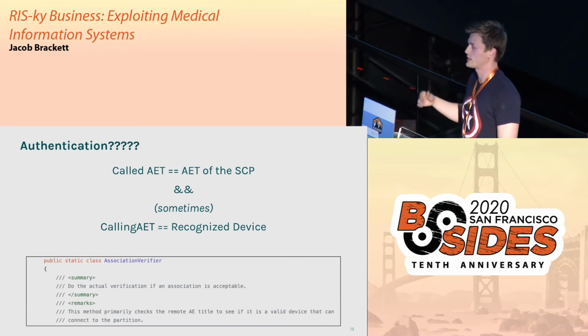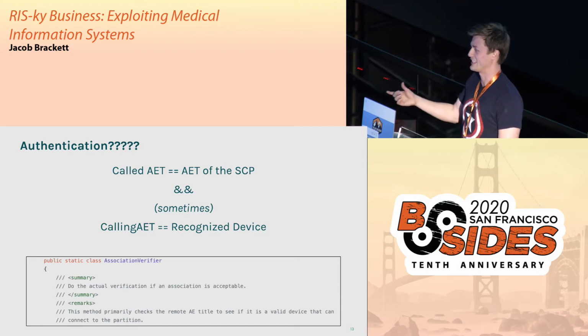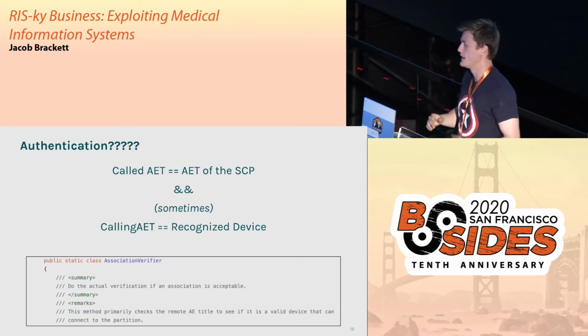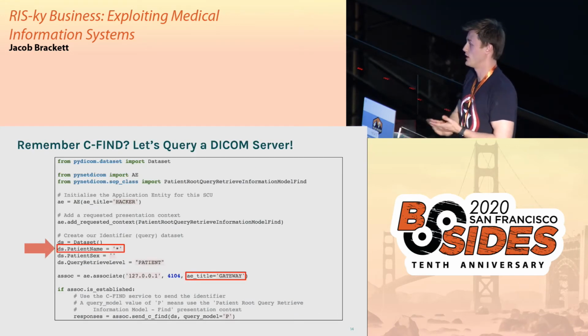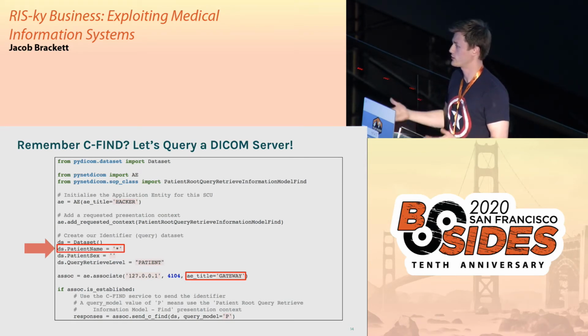Below, here's a class from an open source, now defunct PAC server called ClearCanvas. Here's the class association verifier, and you can see that the comment there mentions it's checking against a list of configured calling application entity titles to make sure that it's a device that it knows it's talking to. So now we know everything to set up an association and start querying a server.